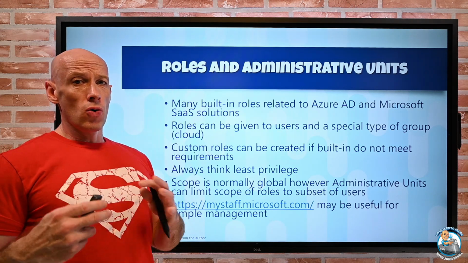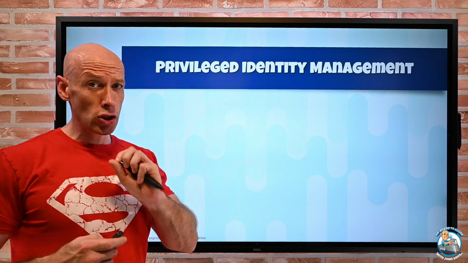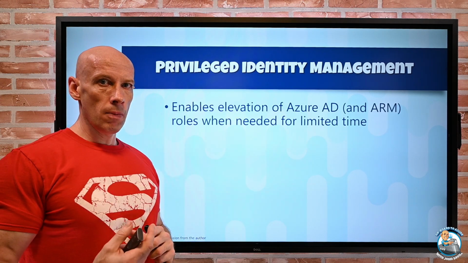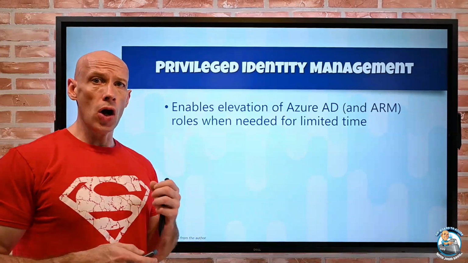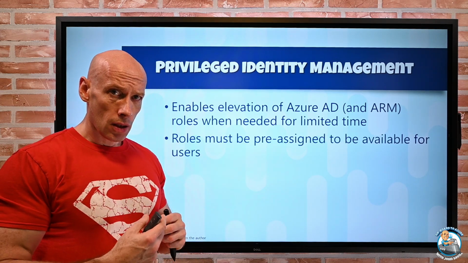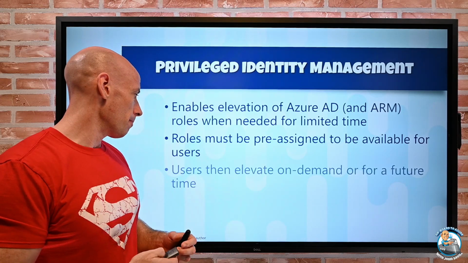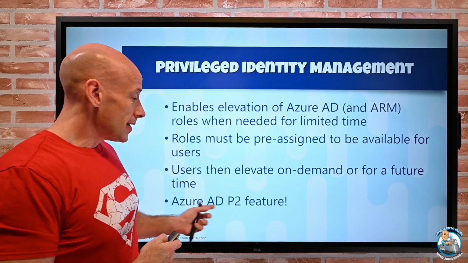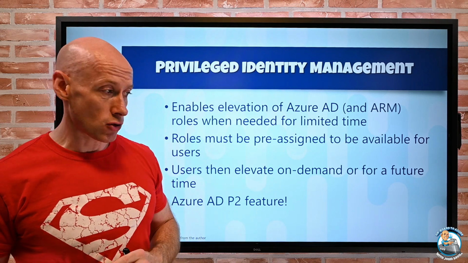Okay, so that was giving roles that were permanently assigned. Privileged Identity Management. Now, this is a P2 feature. It enables me to be given a role that I can elevate up to for a limited time only when I need it. So I'm pre-assigning it. The user can then go and say, hey, I now want to use it and elevate up. So it's on demand. I can do it for a future time. It is P2. I can do it for both Azure AD roles and Azure Resource Manager roles.